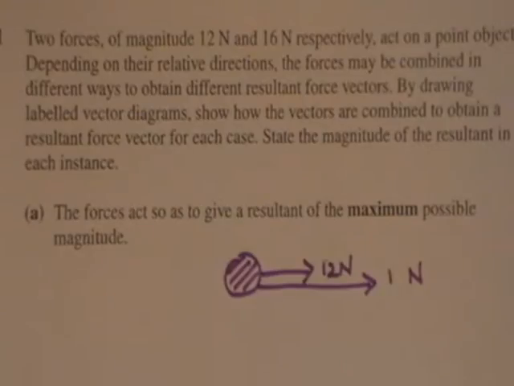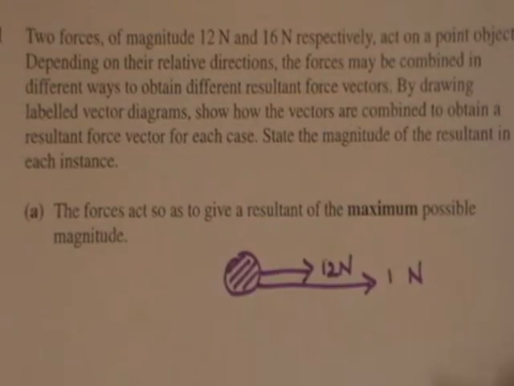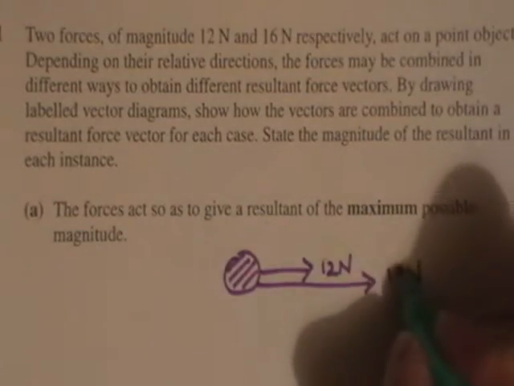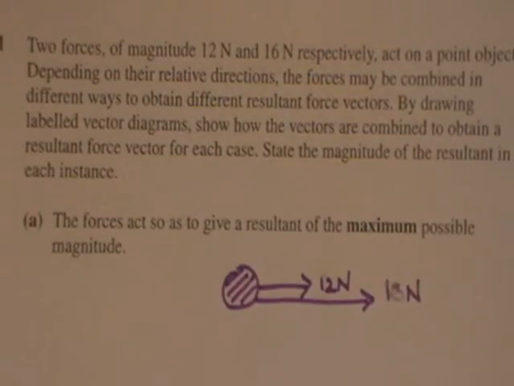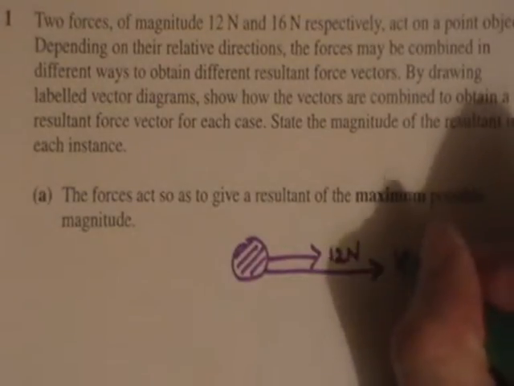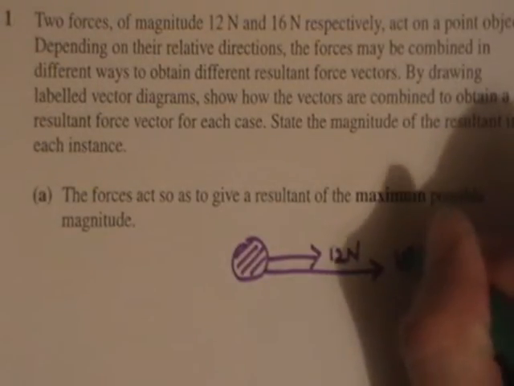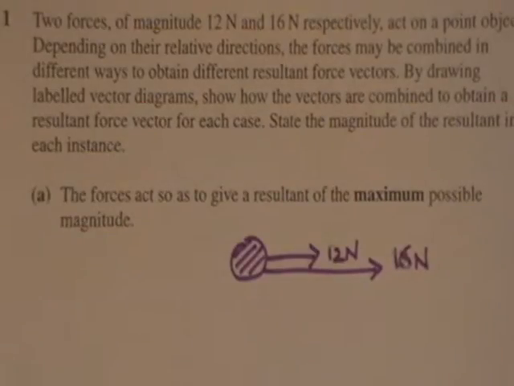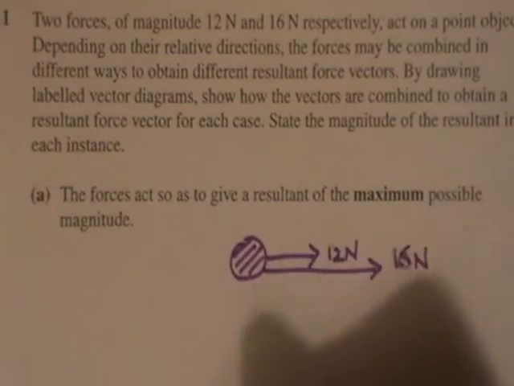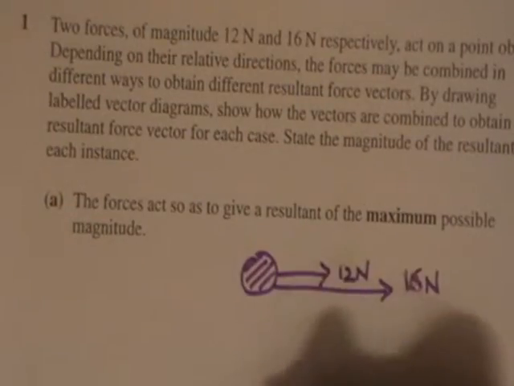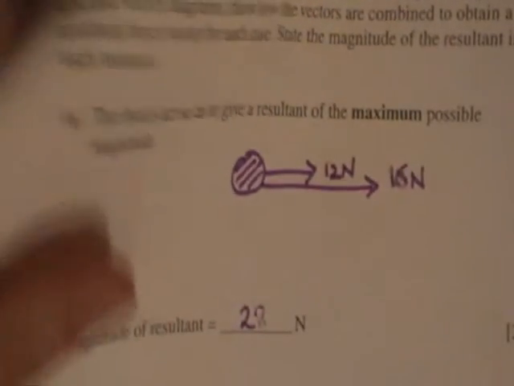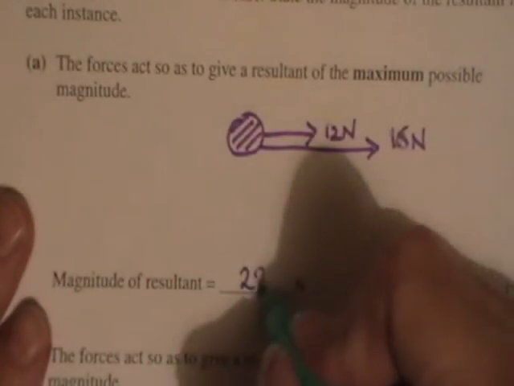So first of all, the forces act to give a resultant of the maximum possible magnitude. This is 16 newtons here, and the other one is 12 newtons. So the forces act so as to give the resultant of the maximum possible magnitude. They obviously both act in the same direction, and therefore you get an answer of 28 newtons there.